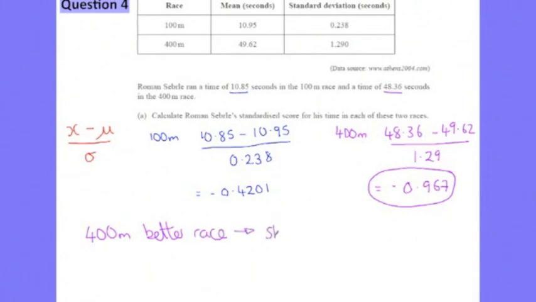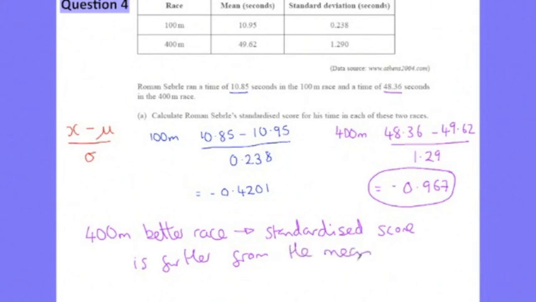Why? Because the standardized score is further from the mean. And we can see this here, it's more negative, further down from the mean.